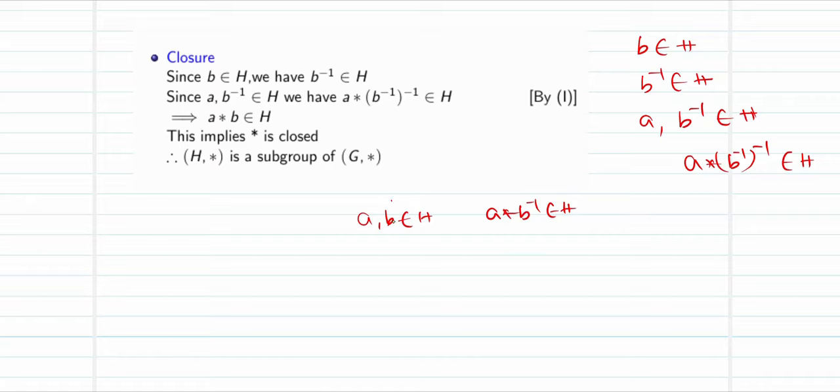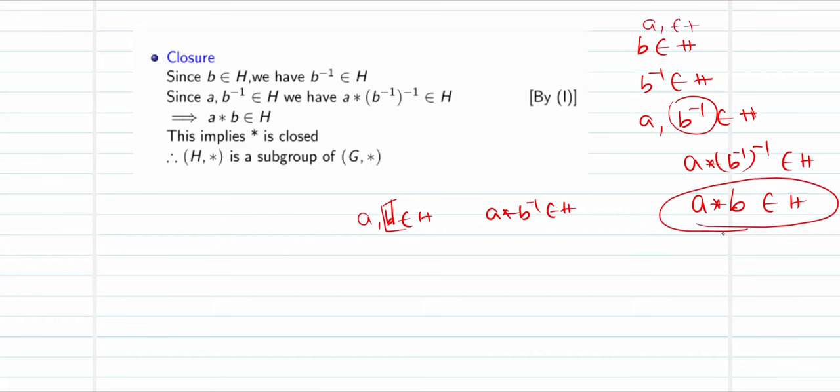So instead of B, if I am going to take B inverse, then B inverse, the whole inverse has to belong to H. What is B inverse, the whole inverse? It is nothing but our B. So A star B belongs to H. So whenever I pick A and B belonging to H, I have A star B belong to H, which means the operation of star is going to be closed, or closure is going to be true.